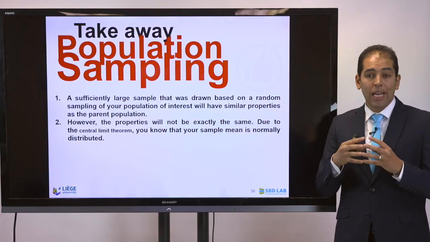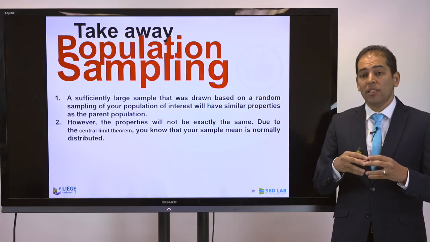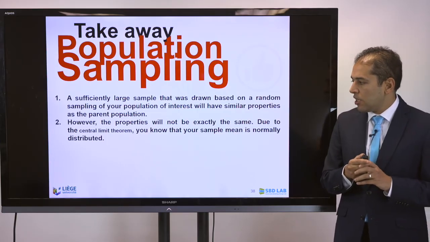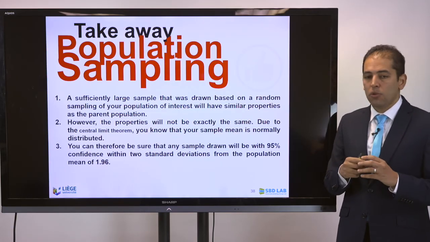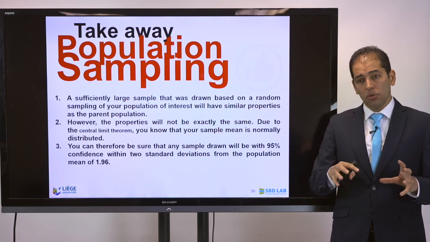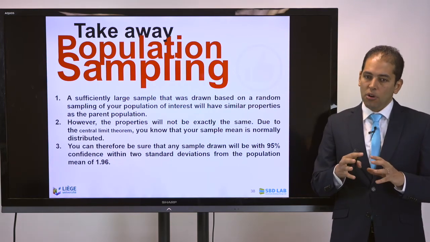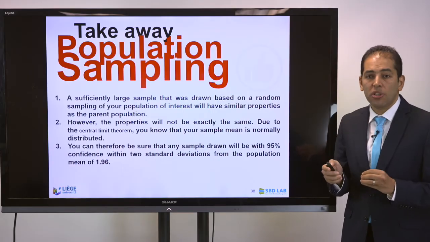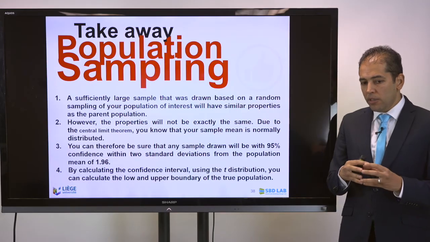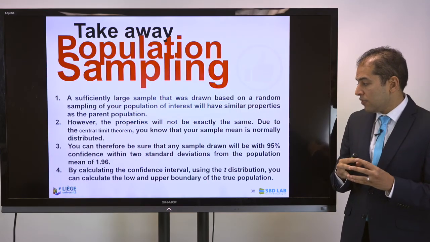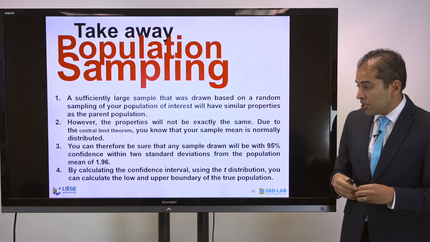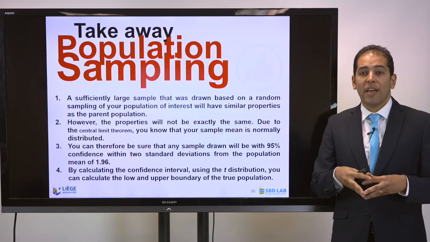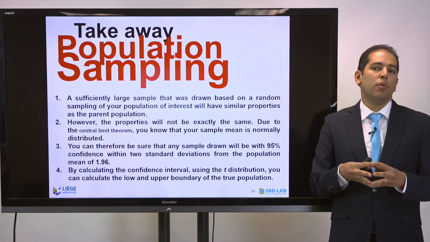Another important takeaway is that the properties, however, will not be exactly the same. Due to the central limit theorem, you know that your sample mean is normally distributed. Also, you can be sure that any sample drawn will be within 95% confidence, within 2 standard deviations, or 1.96, from the population mean. And finally, by calculating the confidence interval using the t-distribution, you can calculate the lower and upper boundary of the true population, and you better characterize your sample and your population.